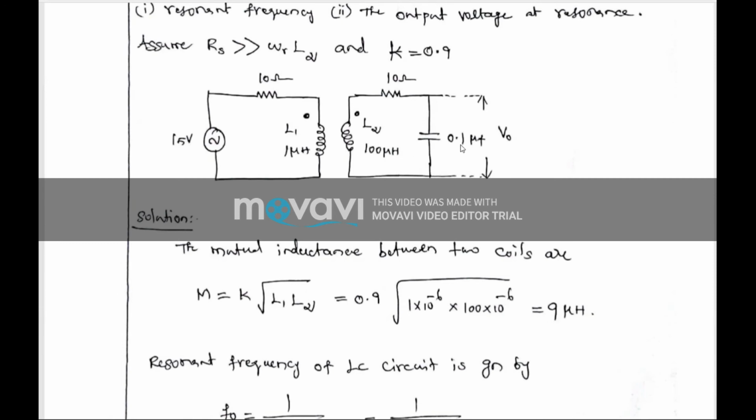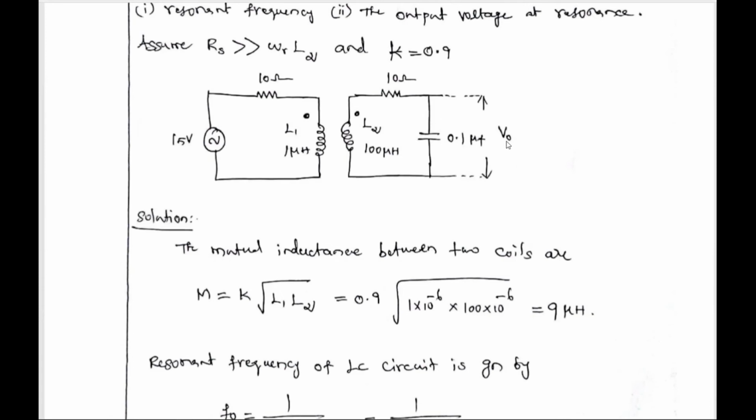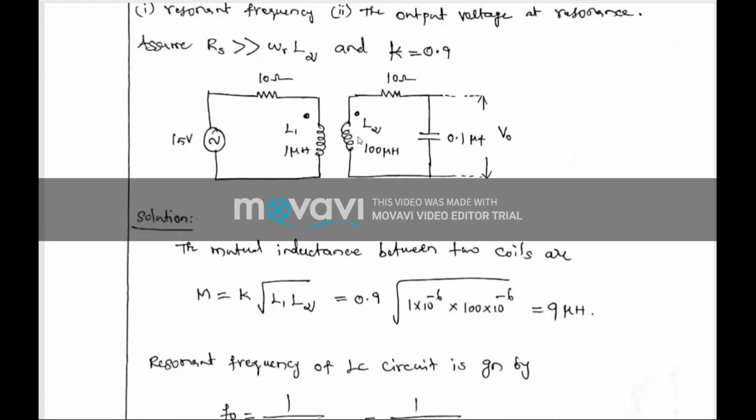We are using one inductor and one capacitor. This capacitor is the load. The voltage across this capacitor is called V0. This capacitor is used to tune the particular frequency. So first we have to write down the values. What is the value of L1? 1 microhenry. What is the value of L2? 100 microhenry. And the resistances R1 and R2 are given as 10 ohms, and the voltage is given as 15 volt.